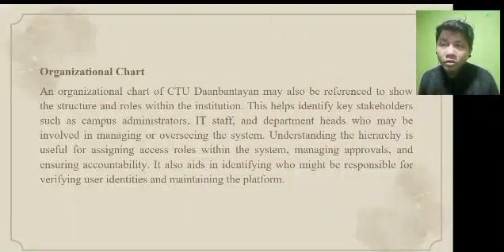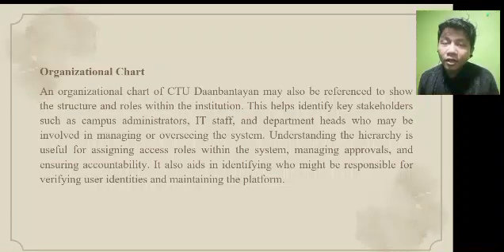So the organizational chart in relation to my capstone research is an organizational chart of CTU Bantayan that may also be referenced to show the structure and roles within the institution. This helps identify key stakeholders such as campus administrators, IT staff, and department heads who may be involved in managing or overseeing the system.